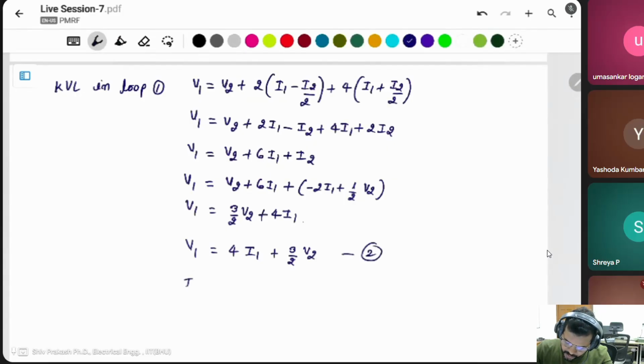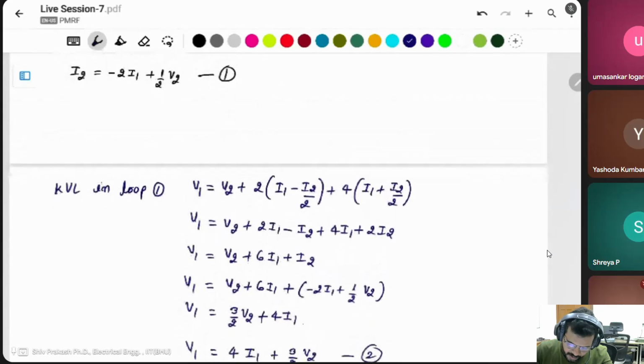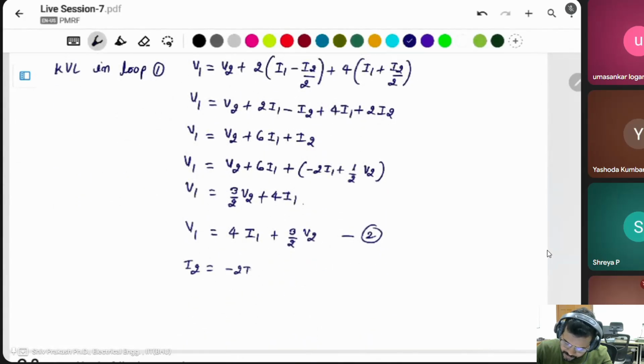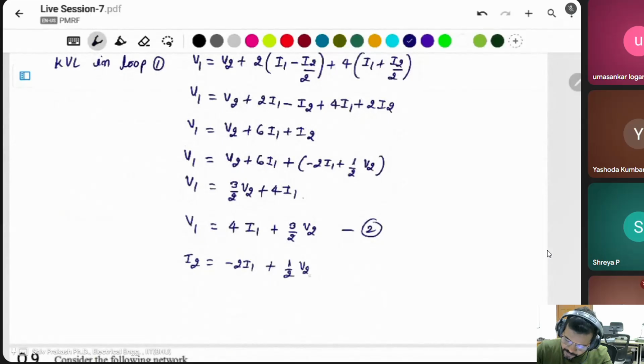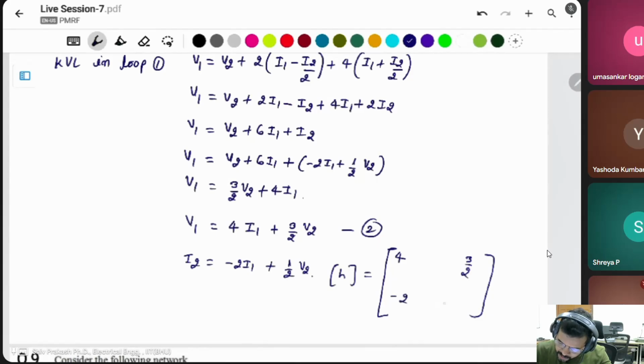V1 and I2. I2 is given in the upper side, minus of 2I1 plus half of V2. And what is the H parameter? This will be first 4, then 3 by 2, then minus of 2, then 1 by 2. Okay. Simply find the equation according to the given parameter equation and put the value of all elements according to this.